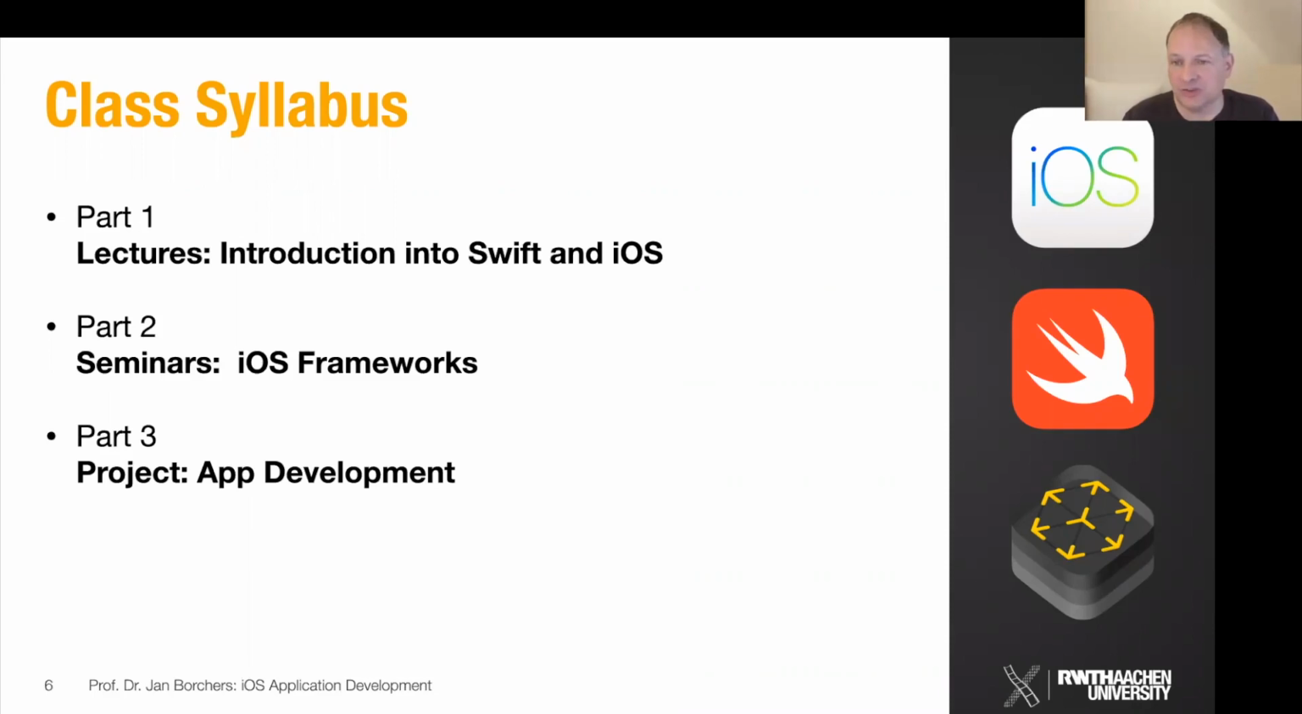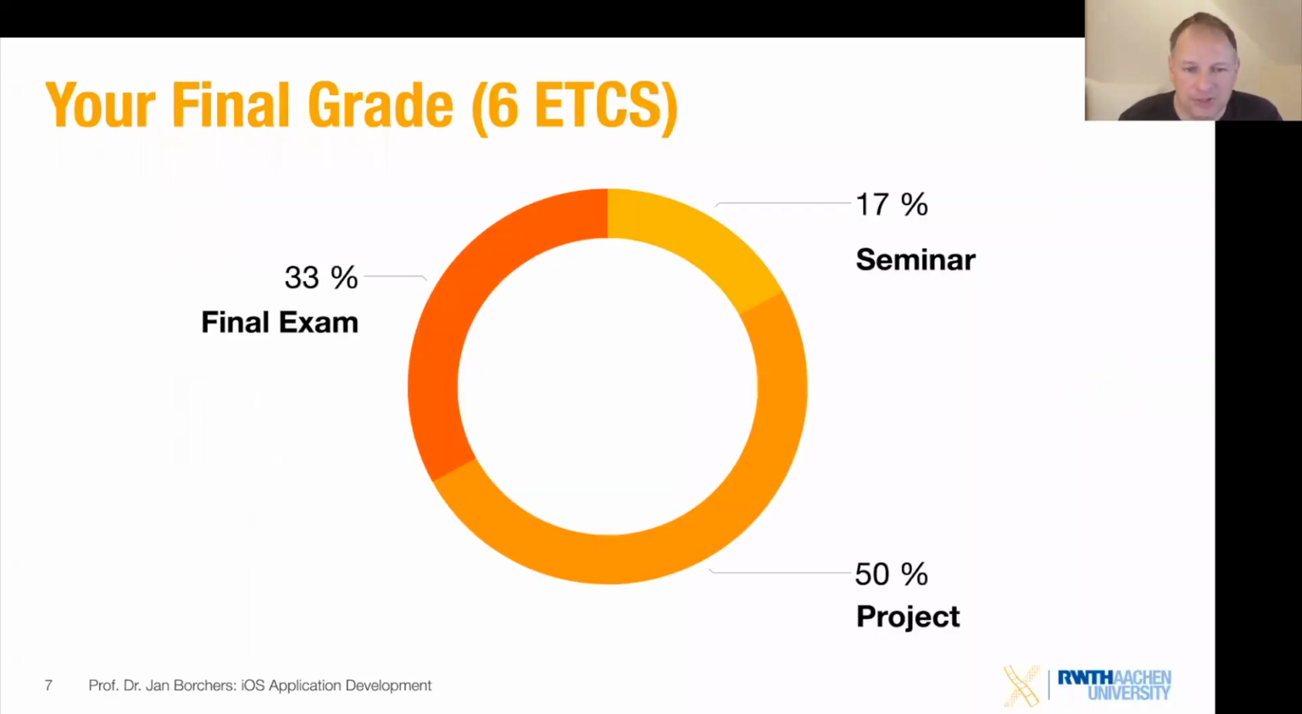Now, how do you get your grade from this? We split it up, right? So 70% will depend on how you perform in your seminar talks, and how you present the SDK that you got to dive deep in. 50% will be on the project, so that's a lot, as you can see. And there'll also be the final exam, which will make up only 33% of the grade. So that's how your ECTS grade is combined in the end.